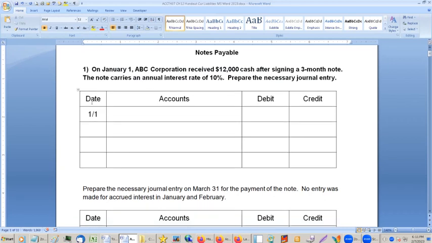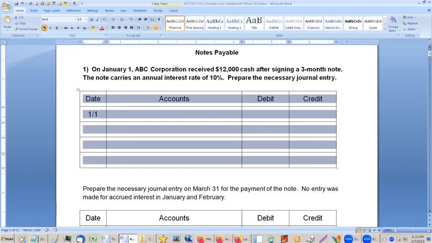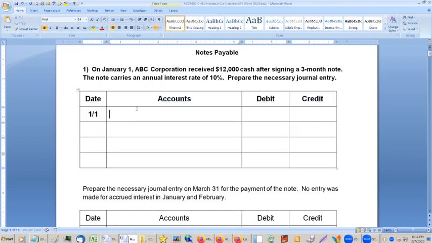Okay. So when we first sign the note, what's going to happen? Cash is going to increase, note payable is going to increase. Yep. So cash is an asset, it's increasing. And notes payable, liability, and it's also increasing.